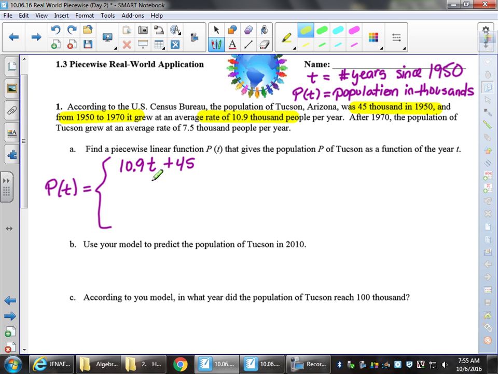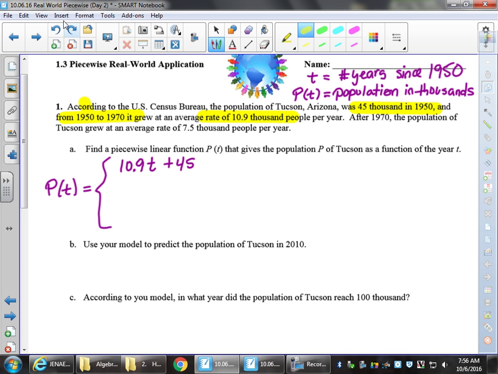If we just say 10.9 T, are you saying anybody lives there yet? No, right? Which doesn't make any sense. So in 1950, there were already 45,000 people living there, and the population is increasing at this rate. So how are we going to turn 1950 to 1970 into a restriction? 0 to 20. Where did 0 to 20 come from?